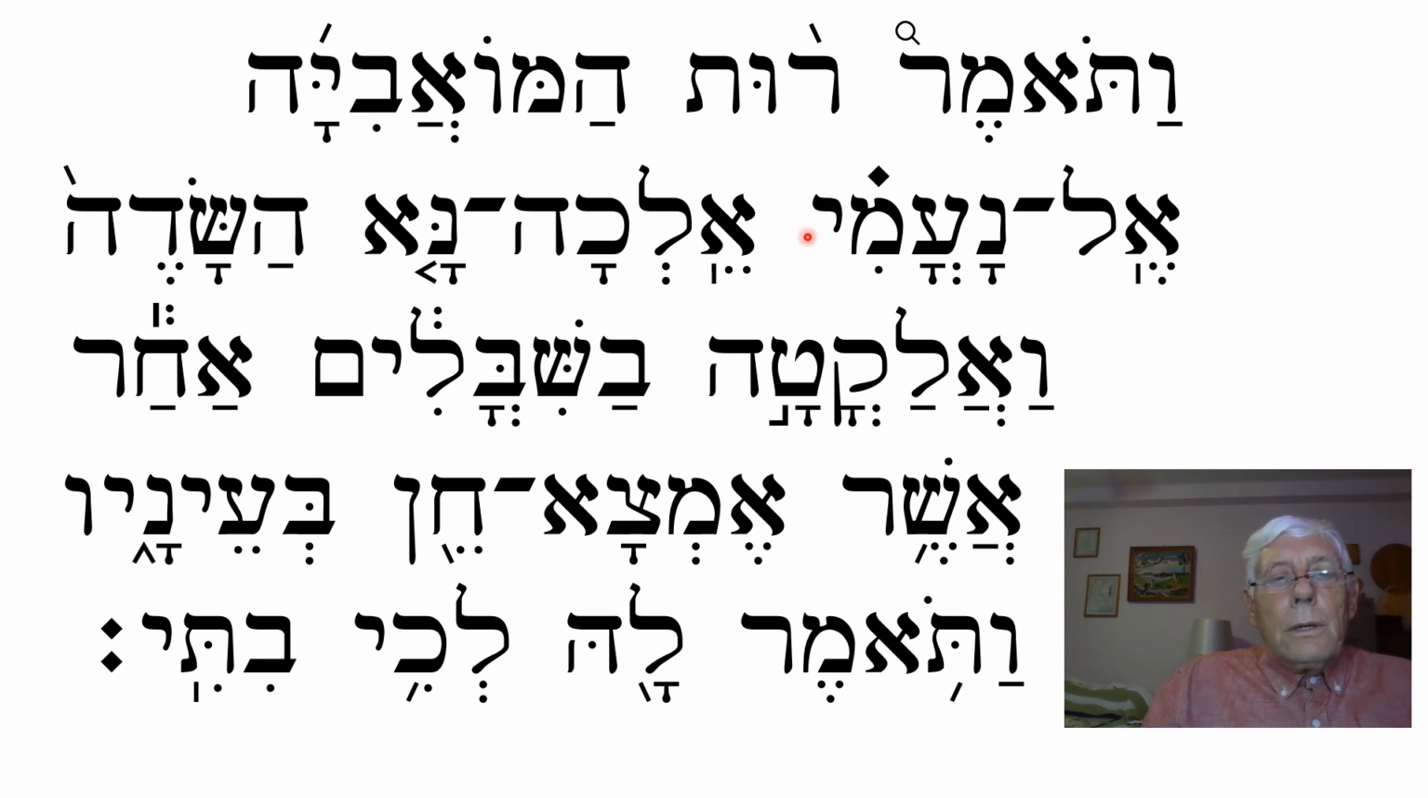Elkhah na, Elkhah na. One, two, three, three syllables here, and a metheg right here to make sure this first sereg gets pronounced properly. Okay, Elkhah na. The verb here is halakh.